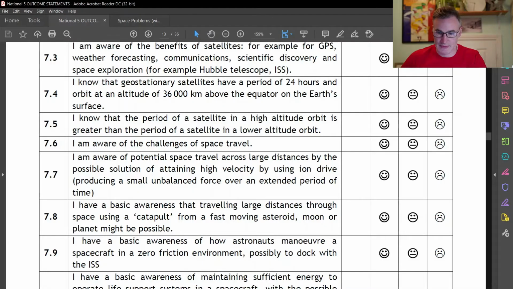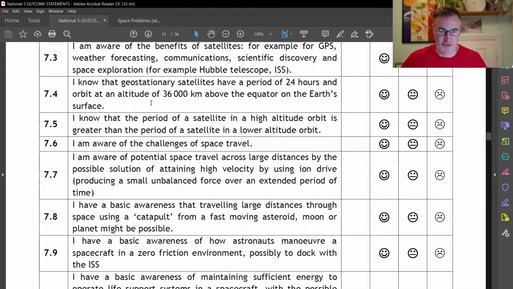Now, there's a specific learning outcome about this. If we just look at this now. Okay, so here, I know that geostationary satellites have a period of 24 hours in an orbit at an altitude of 36,000 kilometers above the equator on the Earth's surface.